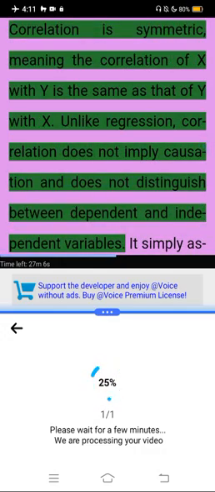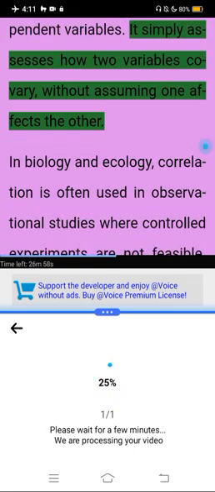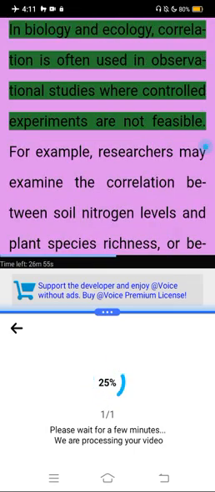Correlation is symmetric, meaning the correlation of x with y is the same as that of y with x. Unlike regression, correlation does not imply causation and does not distinguish between dependent and independent variables. It simply assesses how two variables covary, without assuming one affects the other. In biology and ecology, correlation is often used in observational studies where controlled experiments are not feasible.